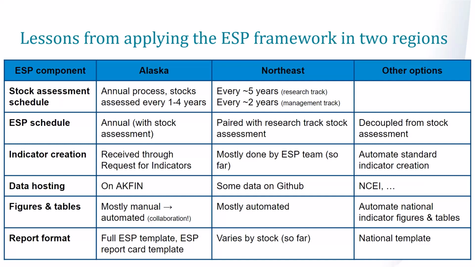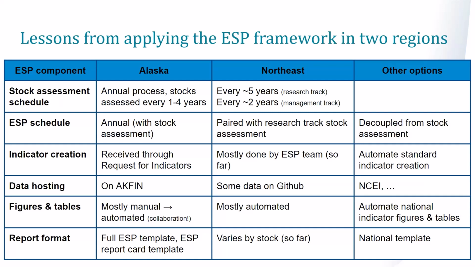Data hosting is another area where we see some regional differences. So Alaska has an institution called the Alaska Fisheries Information Network, AKFIN, and that collects their indicator contributions into a database and hosts that data through an accessible web service. Whereas in the Northeast, we don't have that kind of center-wide data hosting institution. So we have a lot of our ESP data on GitHub to make it publicly accessible. This is an area where we're really hoping that the growing national collaboration can help us develop and improve methods that we can apply across regions so we can streamline our process, have a familiar process across regions, and just make things a little more similar across the board.